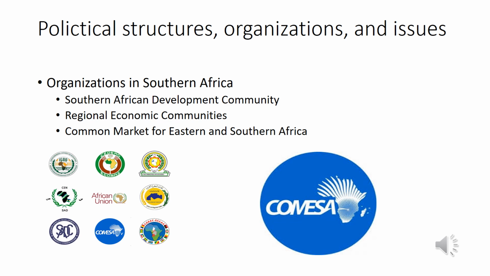And then this third one is the Common Market for Eastern and Southern Africa, which is a regional economic community in Africa with 21 member states, stretching from Tunisia to Swaziland, and it started in 1994.